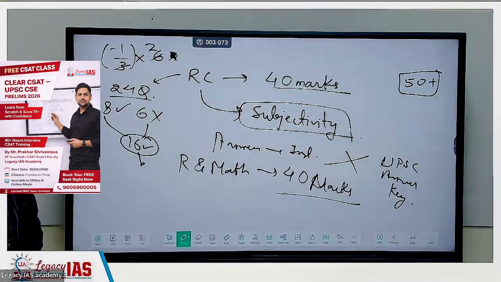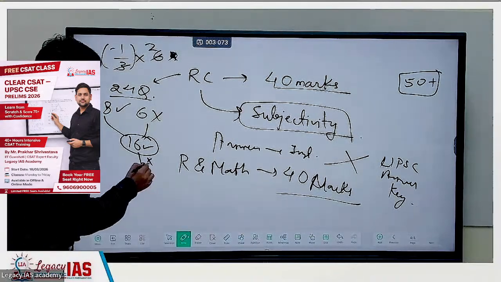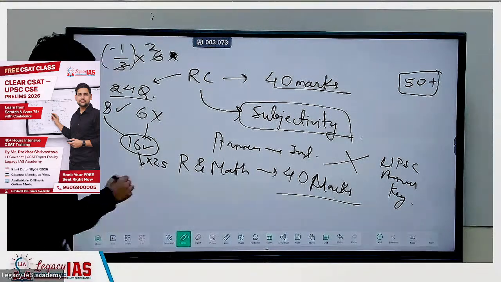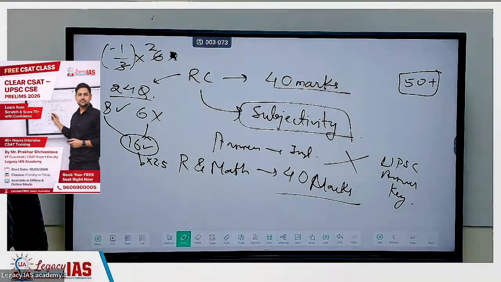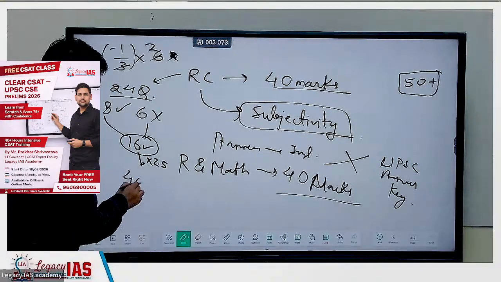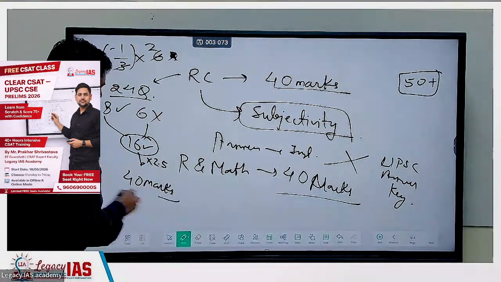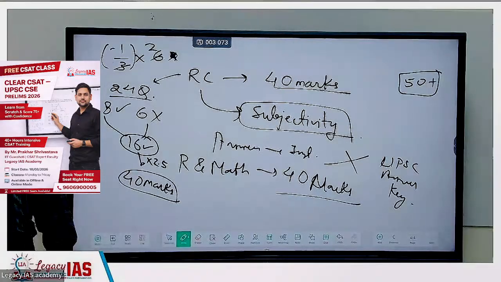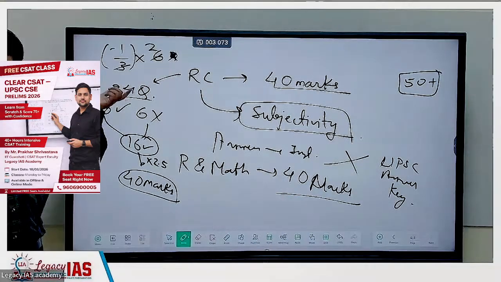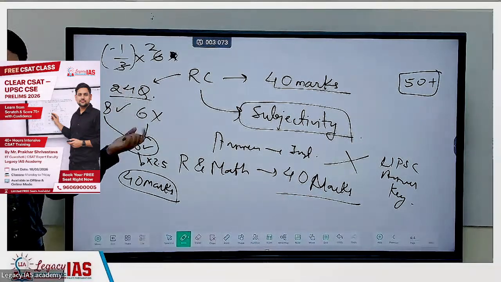16 correct is how many marks? 2.5 marks each. 16 into 2.5, 40 marks. Okay. Now this is pretty easy. Out of the 27, 28 questions that would come in the exam, you have to attempt around 24, 25 questions, and even if you get 6 wrong in this, you can reach 40 marks.